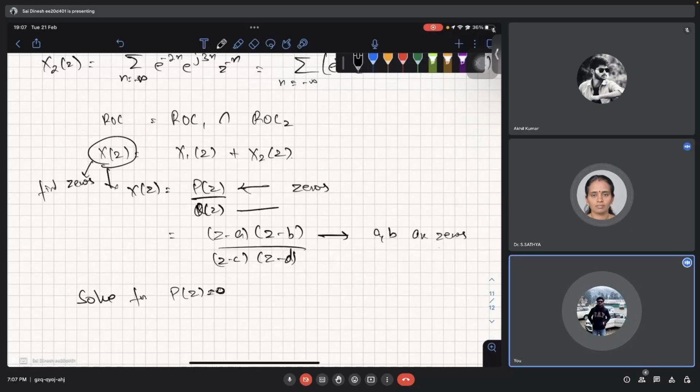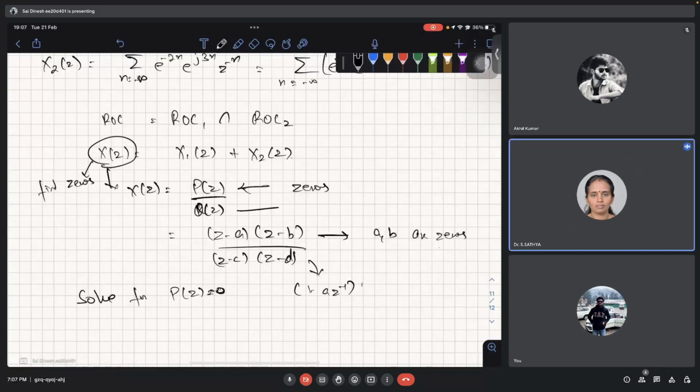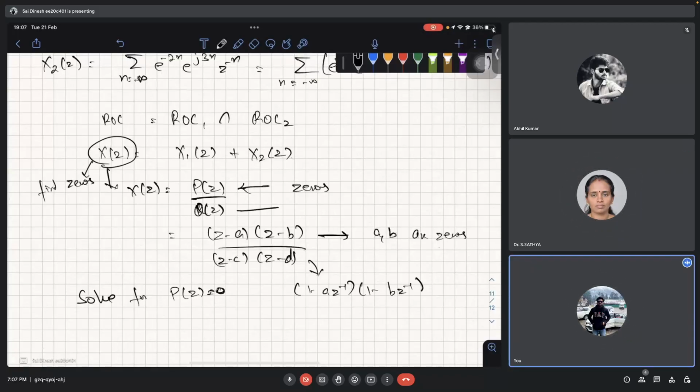So if you solve for p of z, here p of z is equal to this one. You might also get it in a form like 1 minus a z inverse over 1 minus b z inverse. You can get it in this format. So here also it is the same thing.